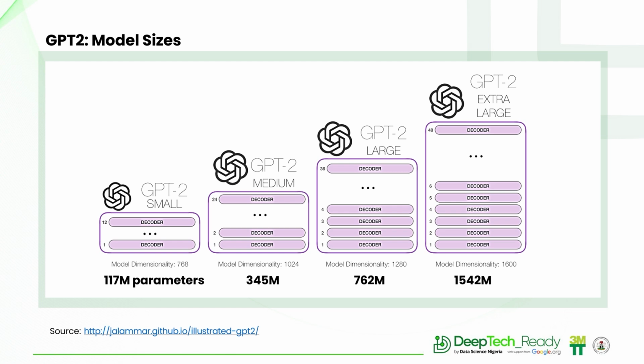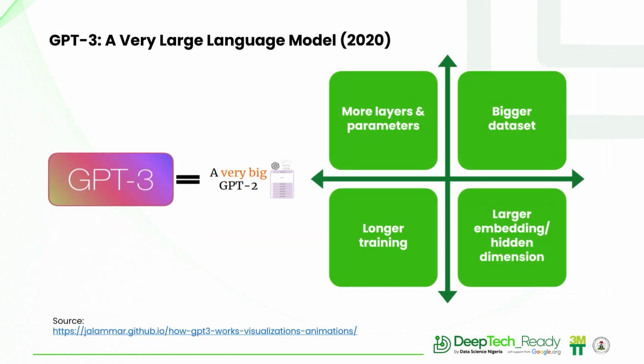Now, GPT-3 is a massive leap forward in language modeling, introduced in 2020. It features more layers and parameters, and this significantly increases its capacity to learn and generate text. It was also trained on bigger datasets. It's trained on diverse and extensive text from the web, and also has longer training duration, allowing the model to fine-tune its understanding of language.